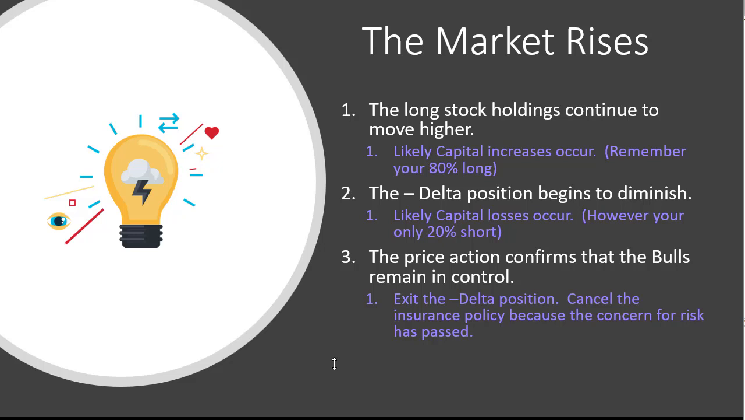Market goes up. Market starts to rise. Okay? Instead of going down, the long stock holdings continue to move higher. You likely have capital increases in your long deltas, because remember, you're 80% long. You've only got a 20% hedge. So your overall portfolio is increasing in profits. If you're wrong on the hedge, your negative delta positions, you're going to start losing money. You're short 20% on this trade, and your negative delta positions will start to sink. Okay? But remember, it's only 20%, so it's just an insurance policy against what you thought might have been a big move down. So you've got an increase here, a decrease here. All right?